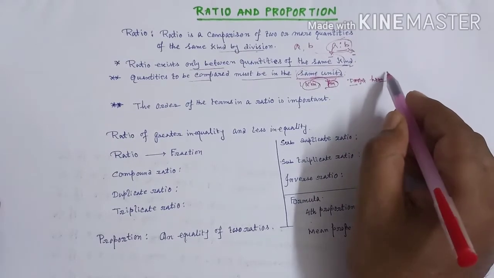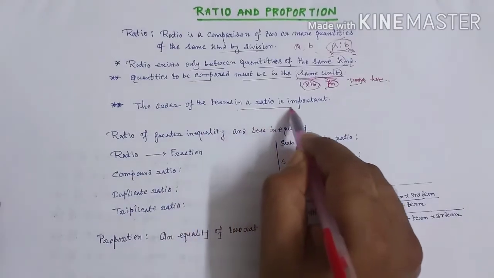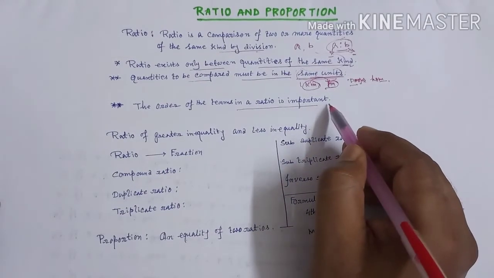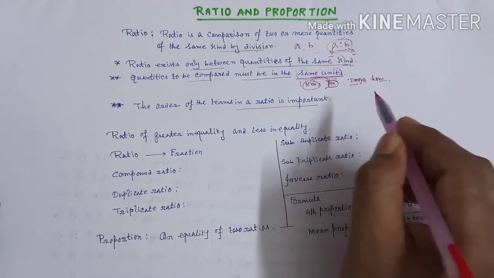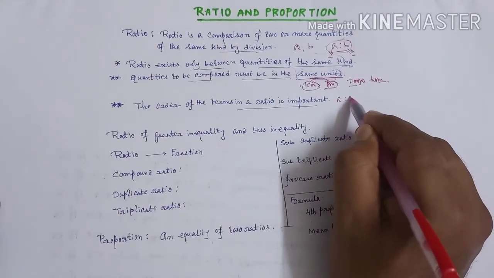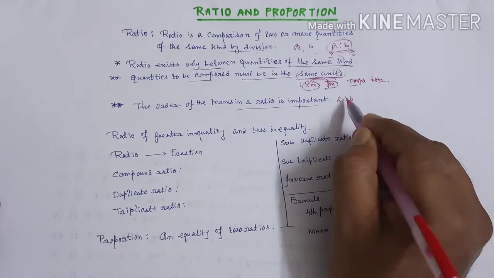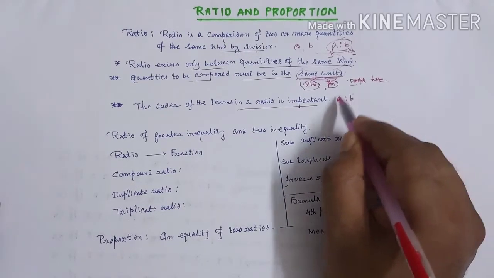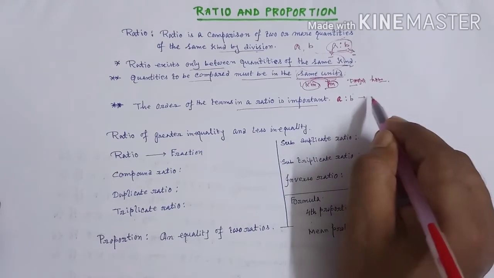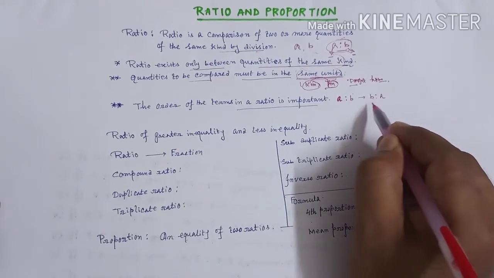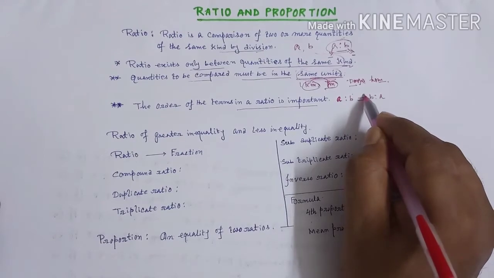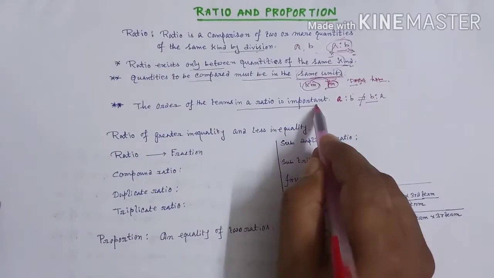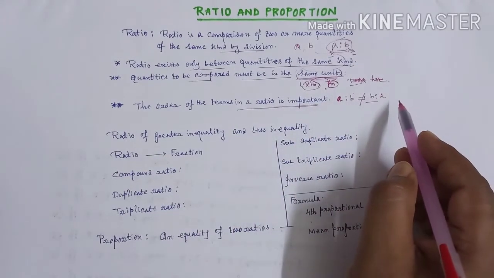Another important thing is the order of the terms in a ratio. We have seen that the antecedent and the consequent make the ratio. If we interchange the antecedent and the consequent, what happens? It becomes a new ratio, B is to A. So A is to B does not equal B is to A. Therefore the order of the terms in the ratio is very important.